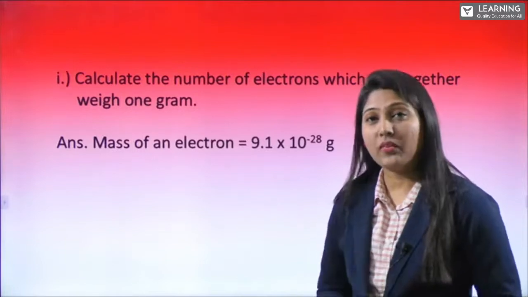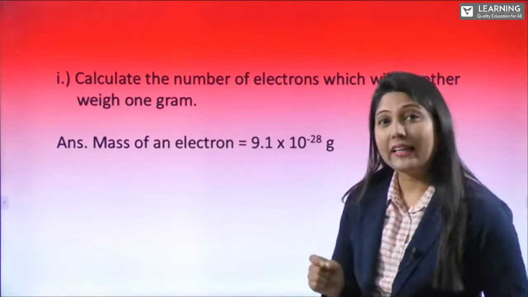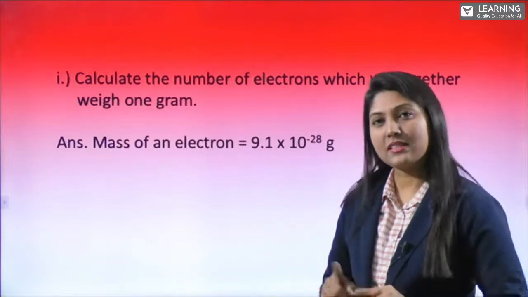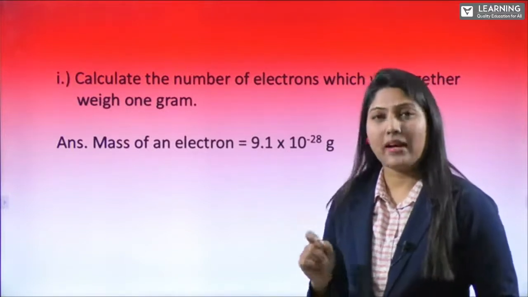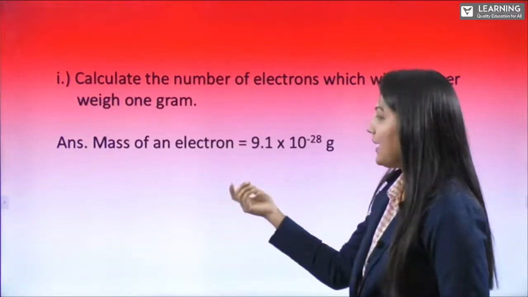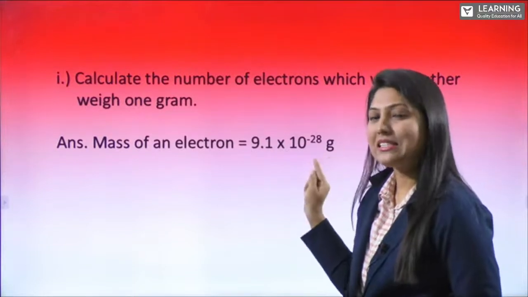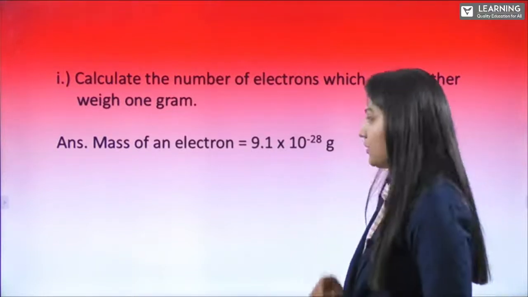So what is the mass of an electron? 9.1 into 10 raised to minus 28 grams. If it is in kg, then it will be minus 31, as we know. Right? So the mass of an electron in grams is 10 raised to minus 28 and in kgs it will be 10 raised to minus 31. So you need to remember that.